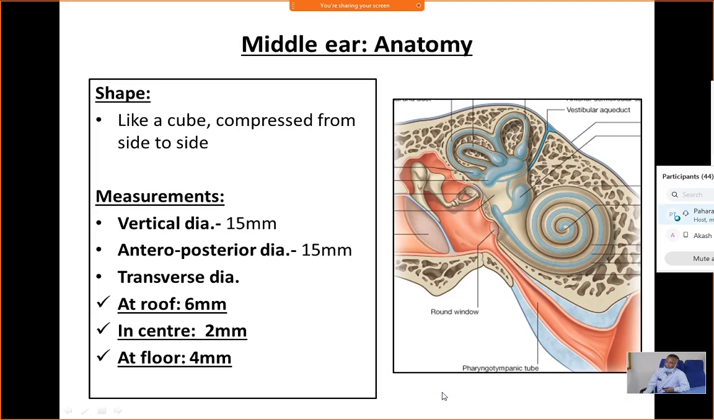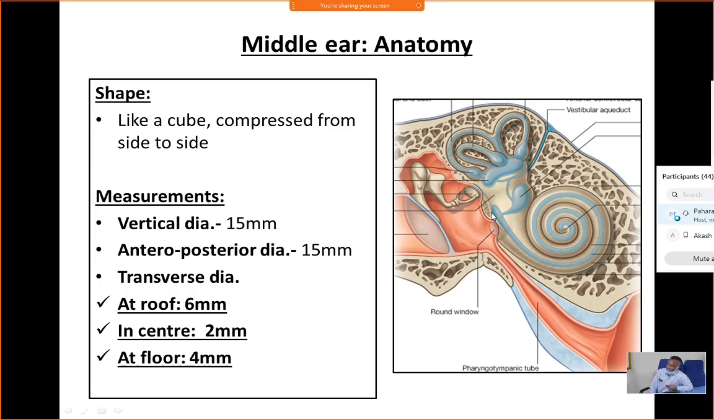Now come to the shape of the middle ear cavity. It is just a cube. That means it has six walls: anterior, posterior, medial, lateral, upper and lower. Though it is a cube, it is compressed from side to side, so it is not like an actual cube. The middle part has a smaller diameter, while the upper and lower parts have a larger diameter. So we will come to that.